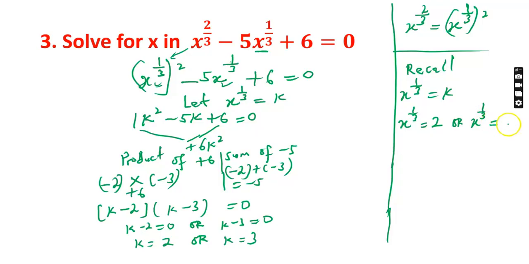So what I will do here is think of how to reduce this x power 1 over 3 to x. The power here is 1 over 3, so the inverse of 1 over 3 is 3. So what I will do here is cube both sides.